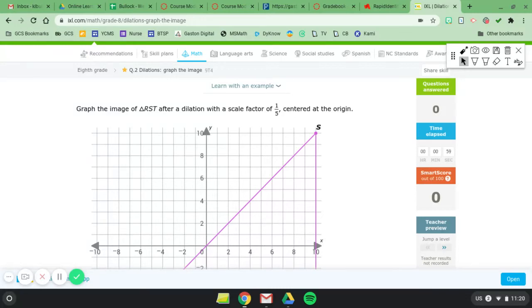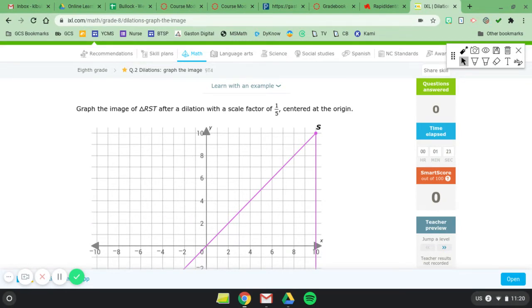I'm in 8th grade math, and I wanted to do a couple example problems for you to give you an idea of what you're doing through these sections. So this says graph the image of triangle RST after a dilation with a scale factor of 1/5 centered at the origin. So remember, dilation is either a stretch or a shrink of an object or a shape.